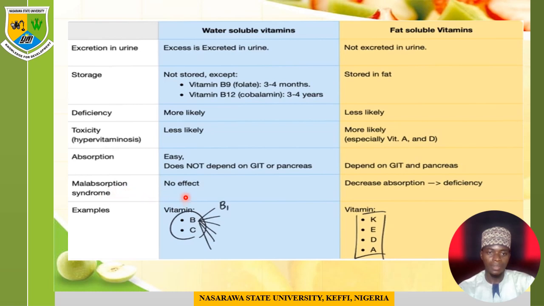Malabsorption syndrome: water-soluble vitamins usually have little or no effect, whereas with fat-soluble vitamins, a decrease in absorption can lead to deficiency. Examples of water-soluble vitamins, as I said, are the B complexes, B1, B2, B3, B5, B7, B9, B12, and vitamin C, which is ascorbic acid. Whereas the fat-soluble vitamins are vitamin K, E, D, and A.